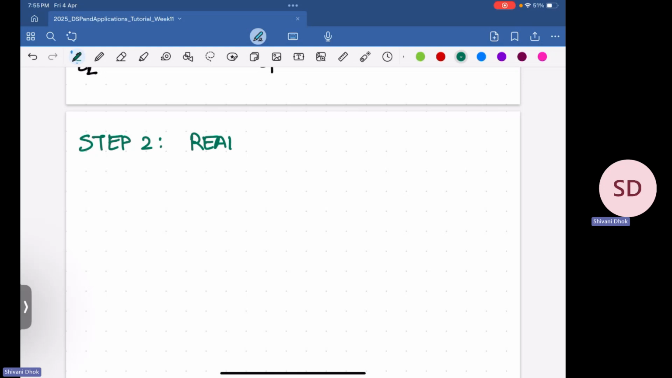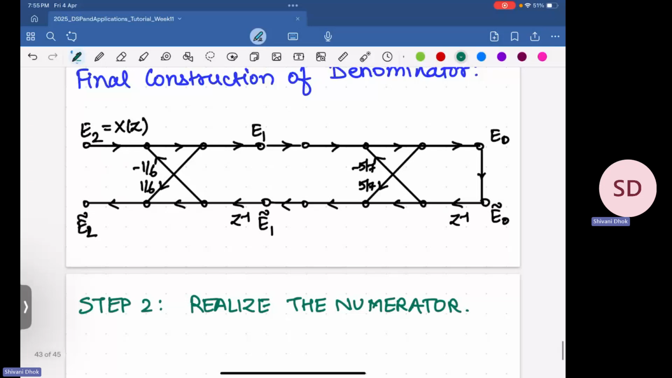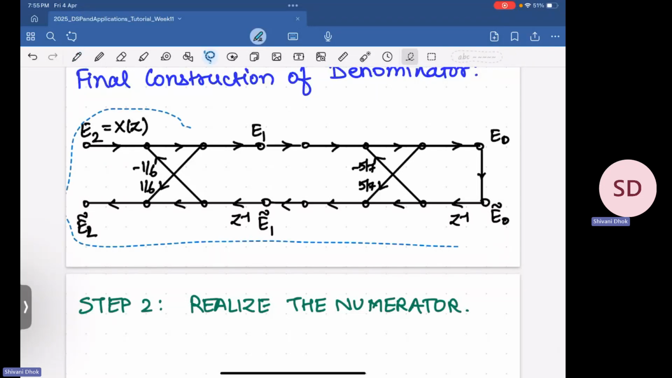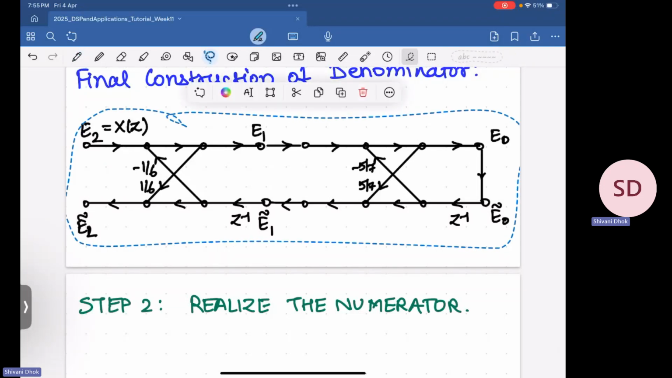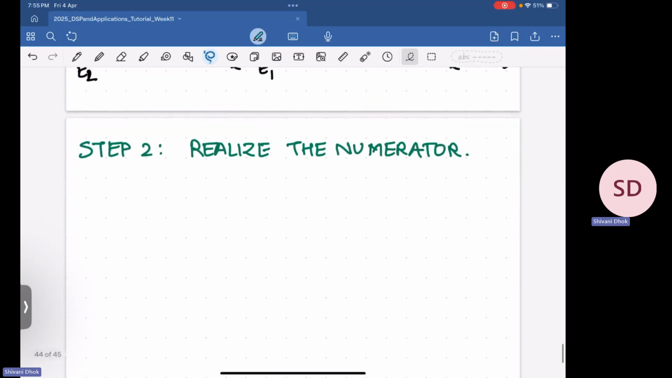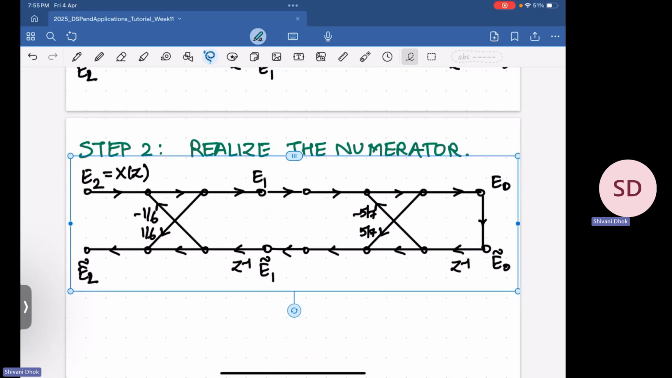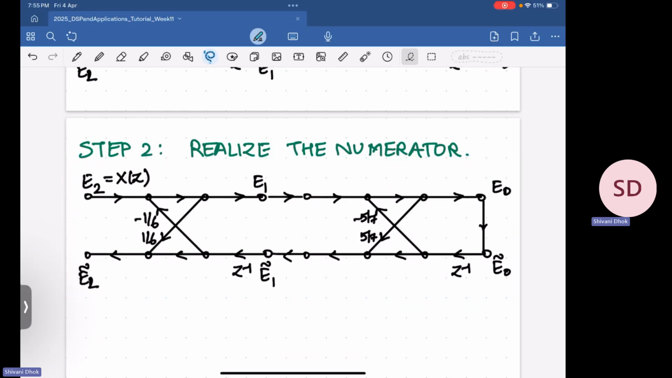Realize the numerator. And how do we do that? For that we take up this system. Let me paste it here. Then we take this like this.